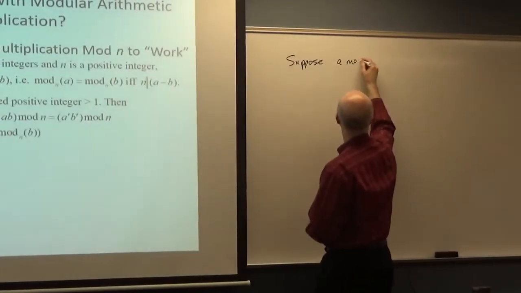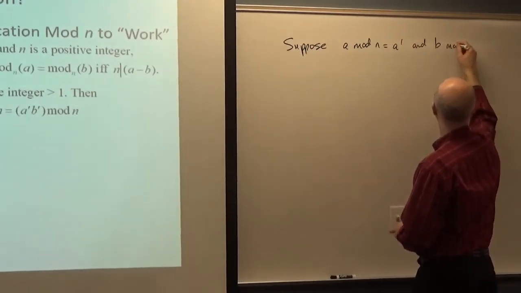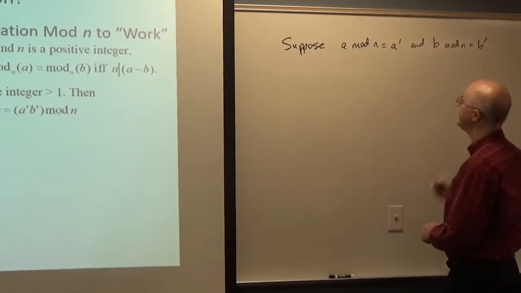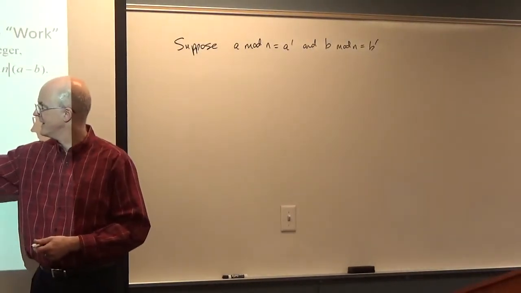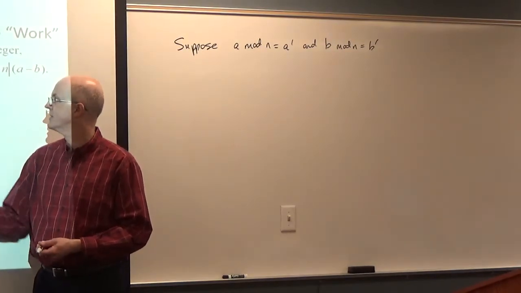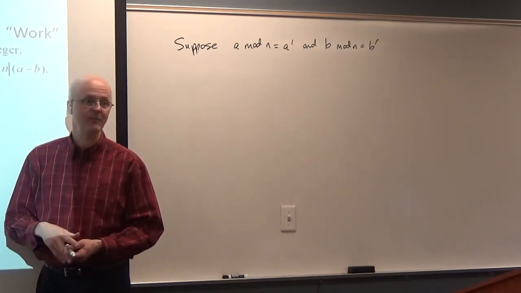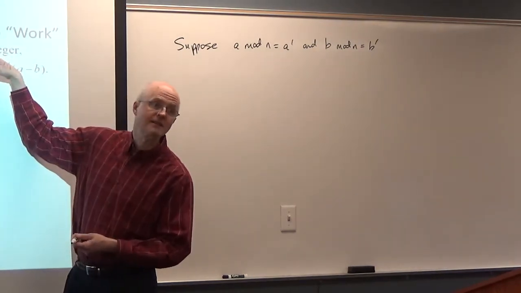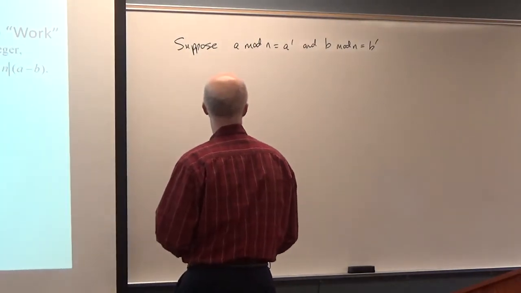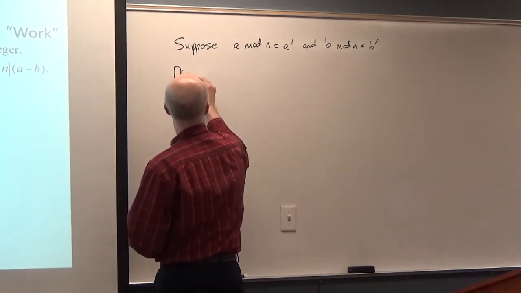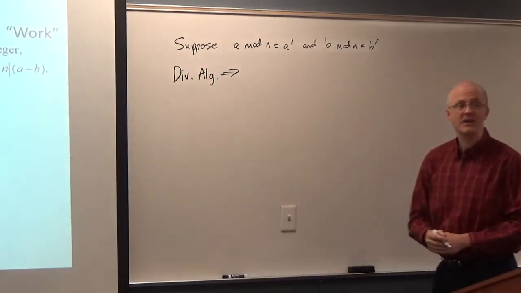Suppose a mod n equals a prime and b mod n equals b prime. I want to show that ab mod n is a prime b prime mod n. In other words, when you divide ab by n and a prime times b prime by n, you get the same remainder. Use number 7. That's the easiest thing to use. But we do need to still use the division algorithm. We still need an equation that we can manipulate.